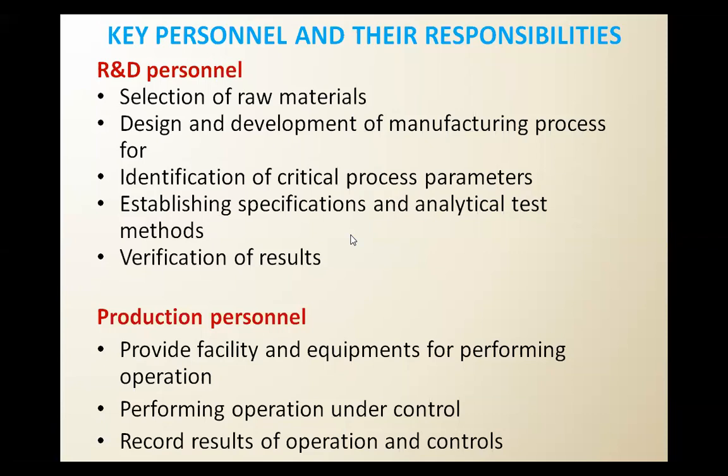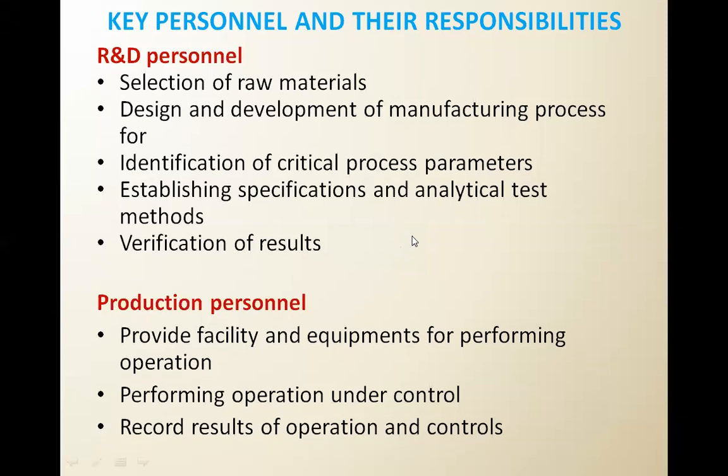Then the second one is the production personnel. What is its role? It provides the facility and equipment for performing the operation. That is the main role of production. They actually get involved in this development process. So they take care of equipment, some procedures, and likewise. Then they perform the operations under control. Under control means what? As per the norms or as per the documentation provided by the R&D personnel.